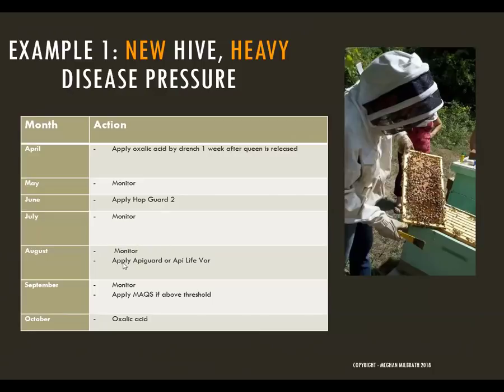In August, we're monitoring, and we're going to apply Apiguard, Apilife Var, or Apivar after our honey's off. In September, we continue to monitor, and let's say we are still really high, then we've got the Mite Away Quick Strips. And then in October, we can use oxalic acid.